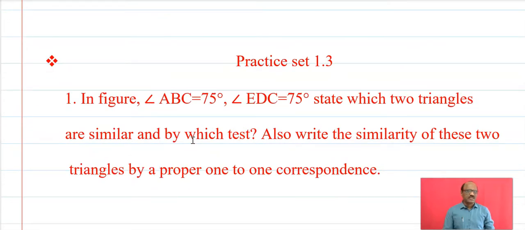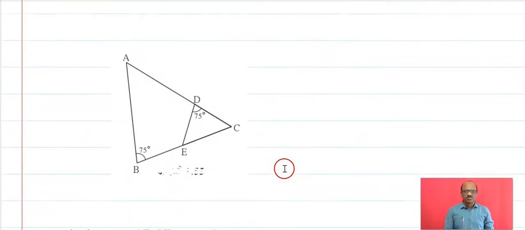Now we start with practice set 1.3. In the figure, angle ABC is equal to 75 degrees, angle EDC is equal to 75 degrees. State which two triangles are similar and by which test. Also write the similarity of these two triangles by a proper one-to-one correspondence.